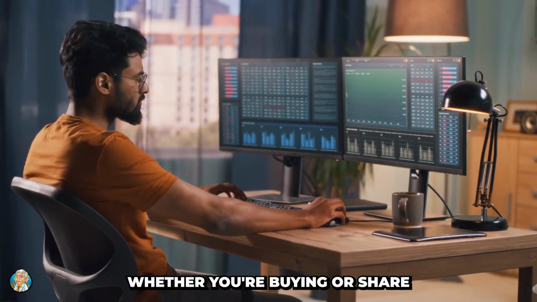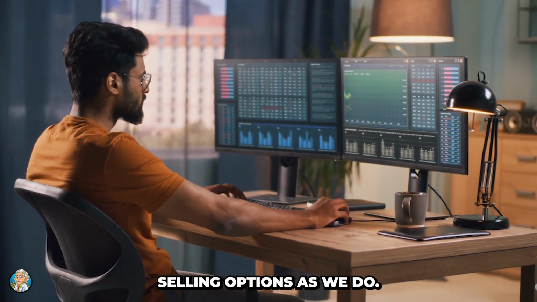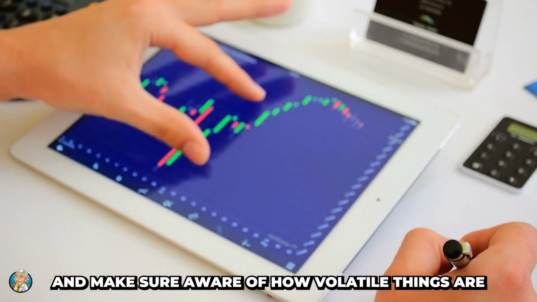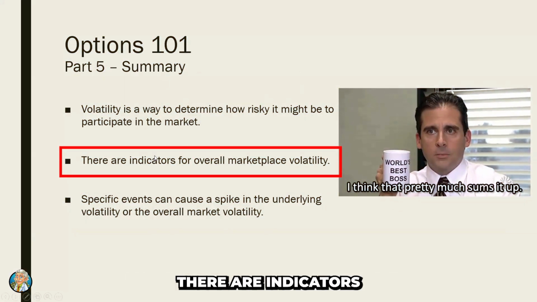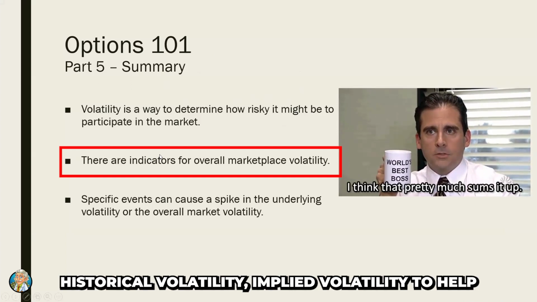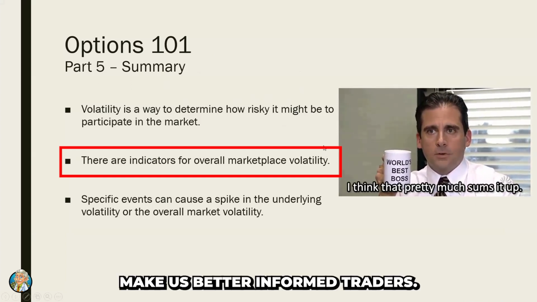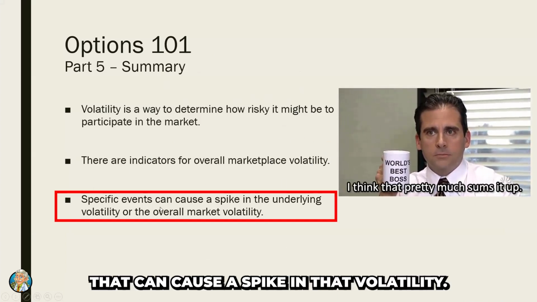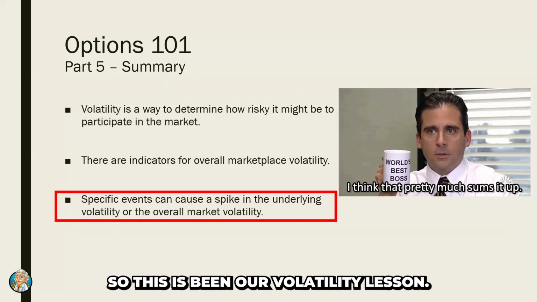You know, whether you're buying shares or selling options as we do, it's something we want to be cognizant of and make sure we're aware of how volatile things are when we're in the marketplace. There are indicators we can use for this: historical volatility, implied volatility, to help make us better informed traders. And then just know that there are specific events we look out for that can cause a spike in that volatility. All right, so this has been our volatility lesson.